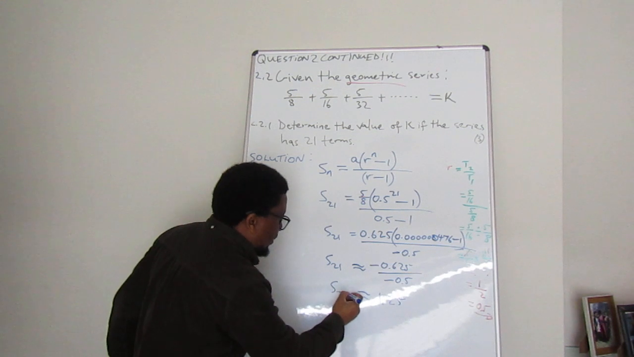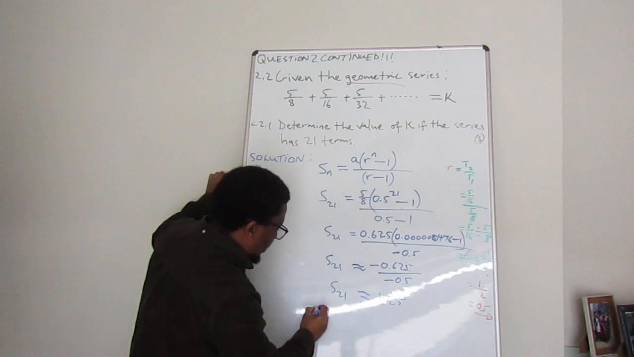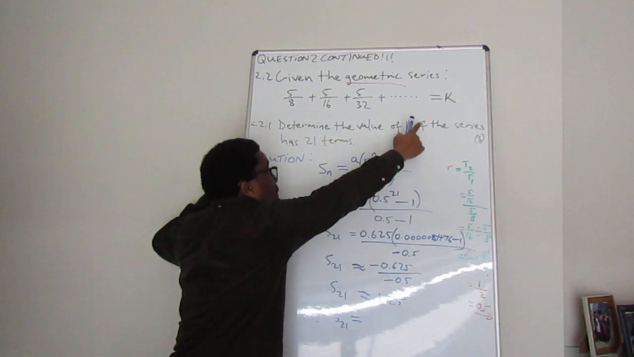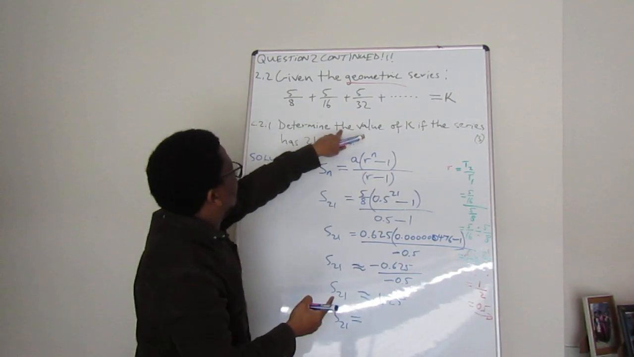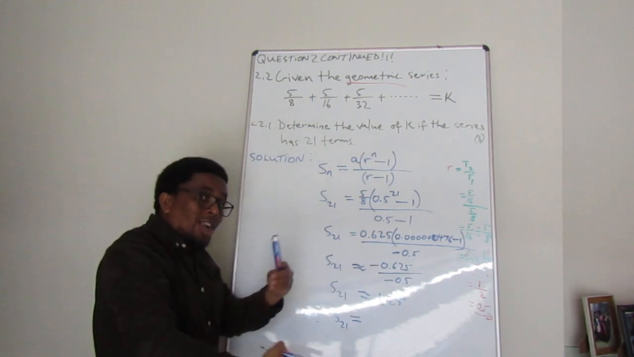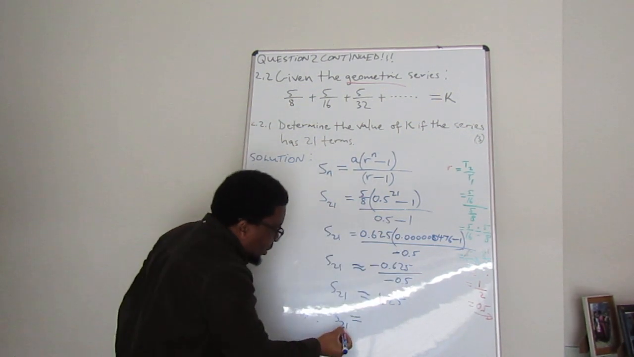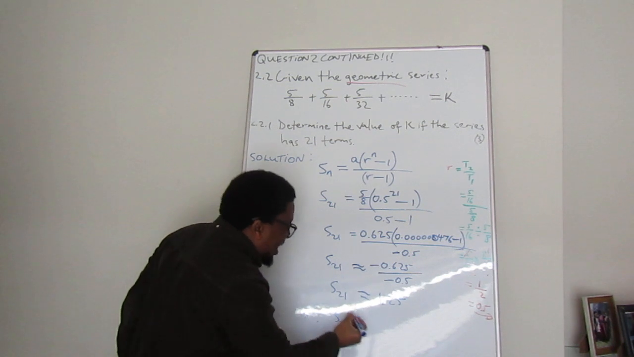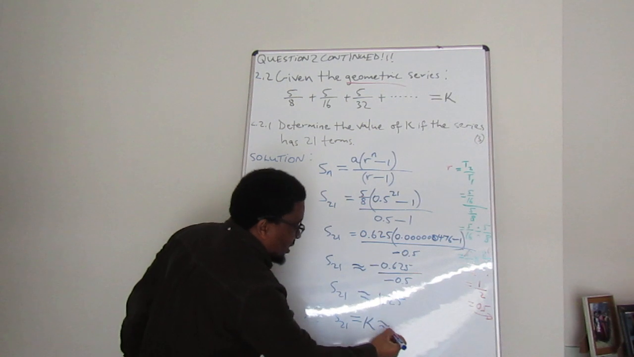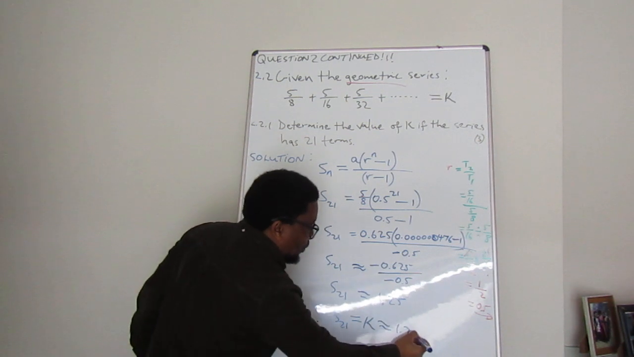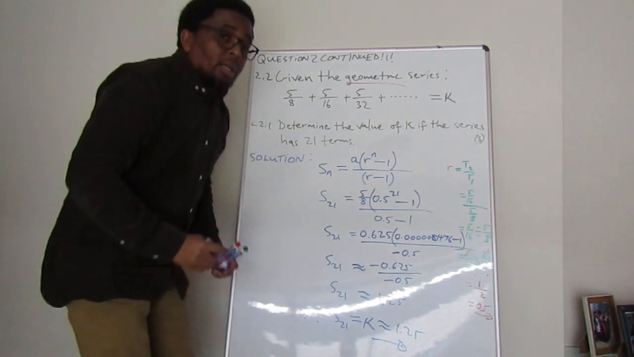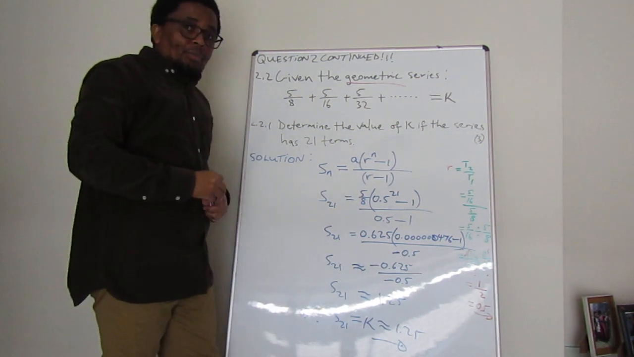This is the summation. Therefore S21 is equal to, don't forget, the question says determine the value of K. So S21 is standing for K in that case. Then this is approximately 1.25. That's how you do this calculation.